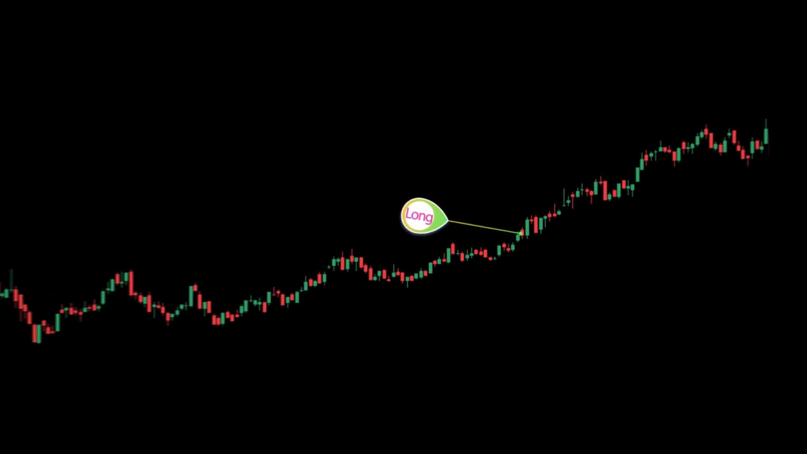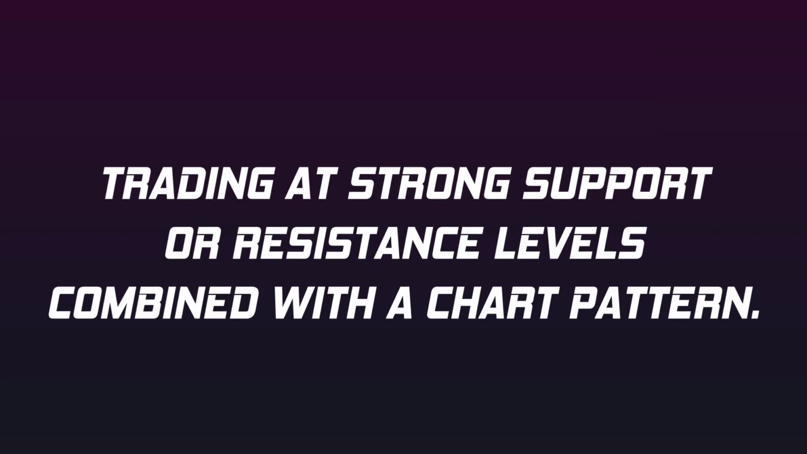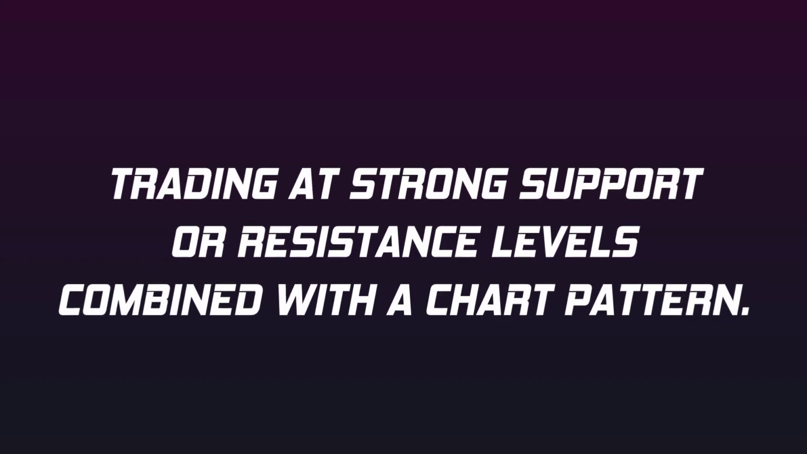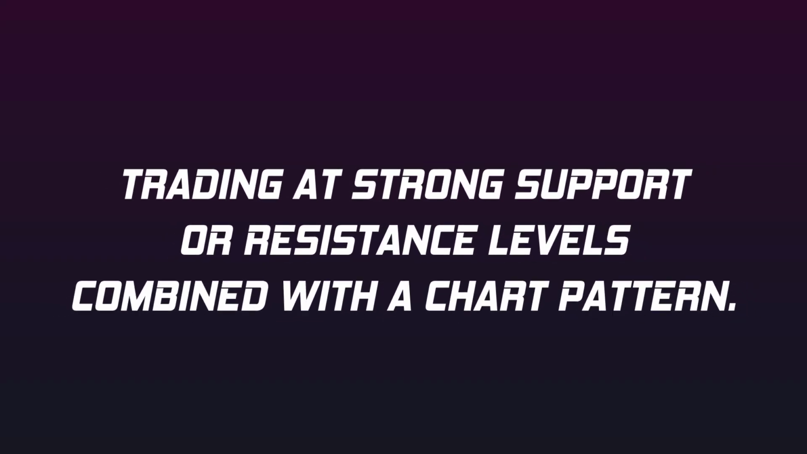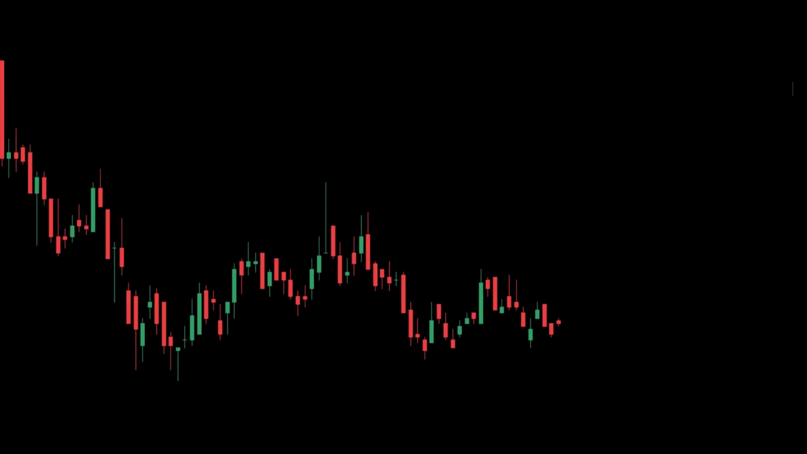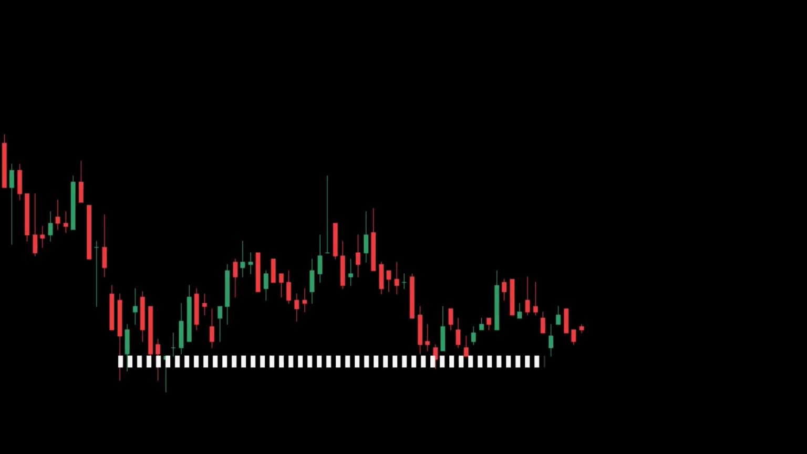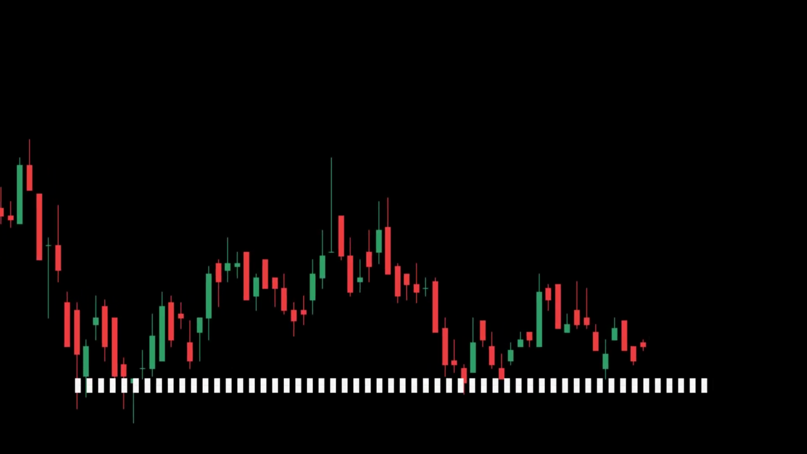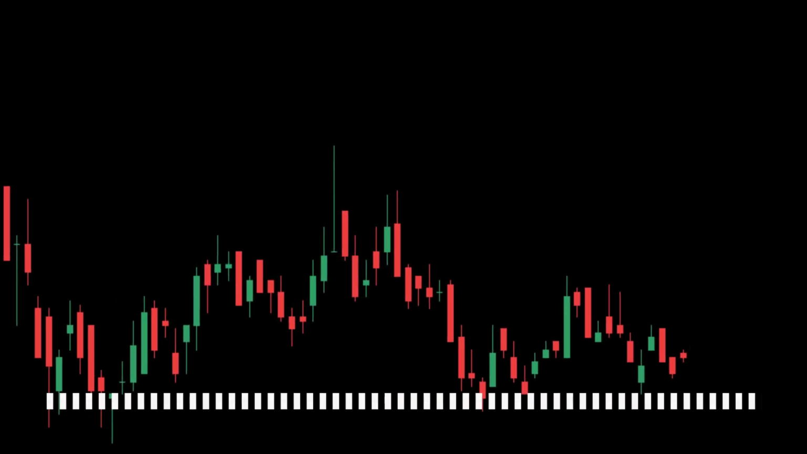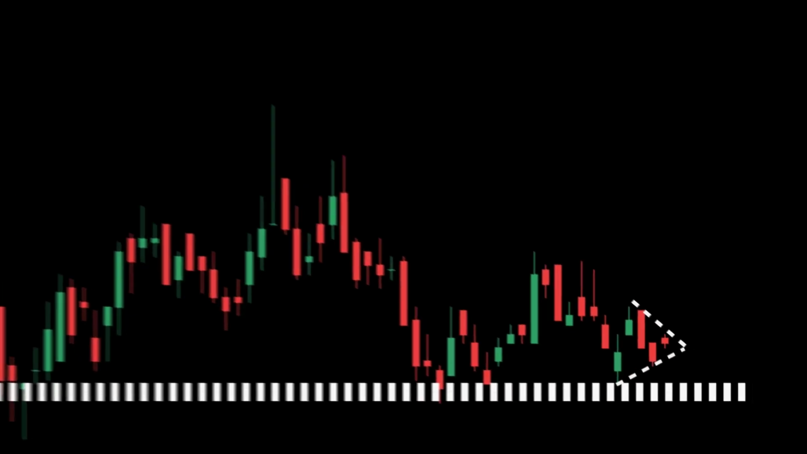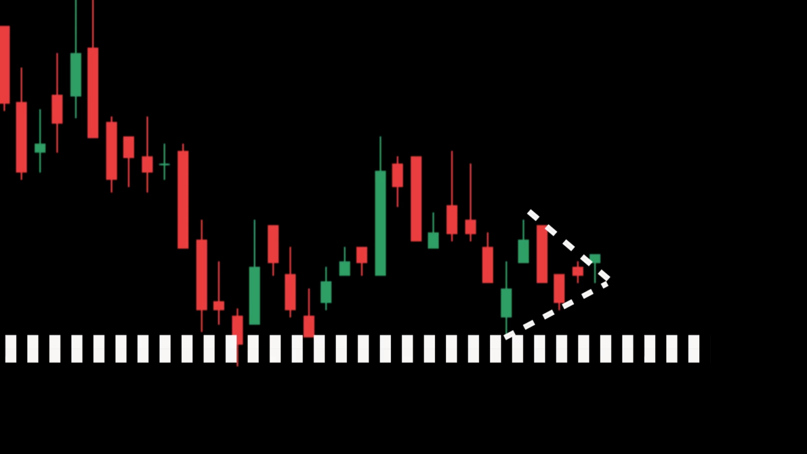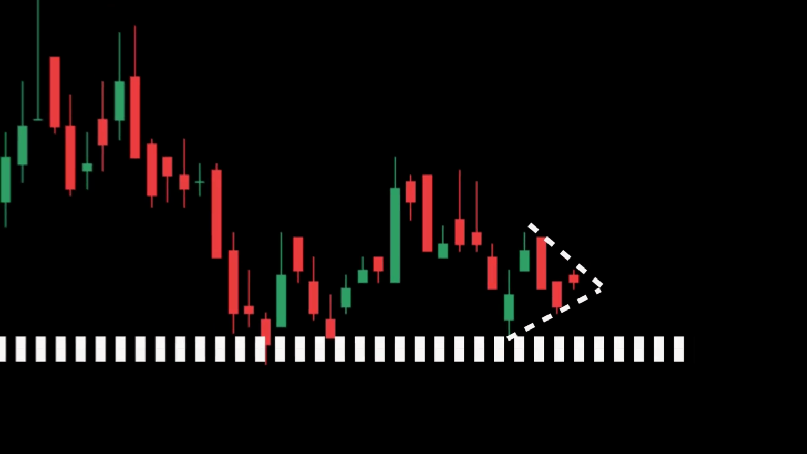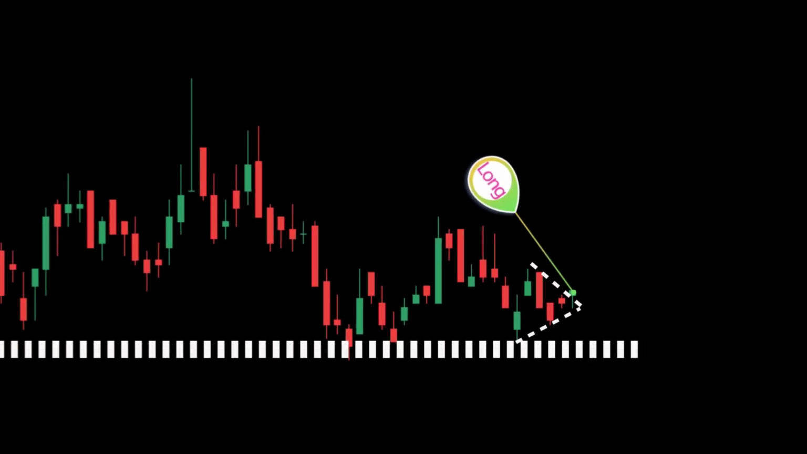Now, let's move on to the third method, trading at strong support or resistance levels combined with a chart pattern. On the daily chart of DOC, we can clearly identify a strong support zone here, as the price has reacted to this area multiple times in the past. The price forms a triangle pattern right above this support level. So when the price breaks out above the upper trend line of the pattern, we immediately enter a long position.